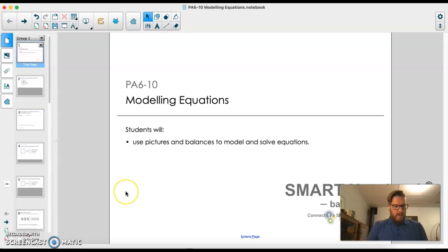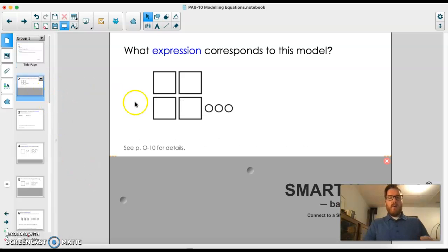And so here is where we will start. Just get my pages together. All right, so the first thing that we would like to know is what expression corresponds to this model. And so if we look here, we see that we have 4 boxes and then some circles.